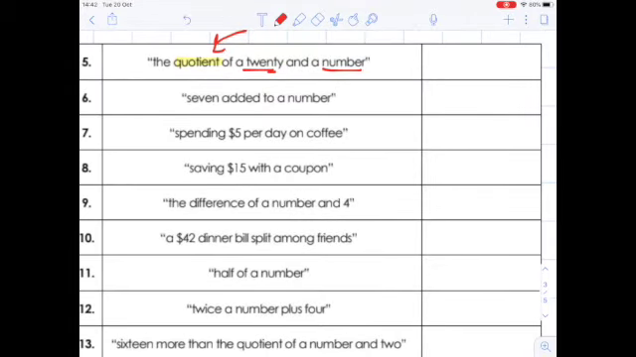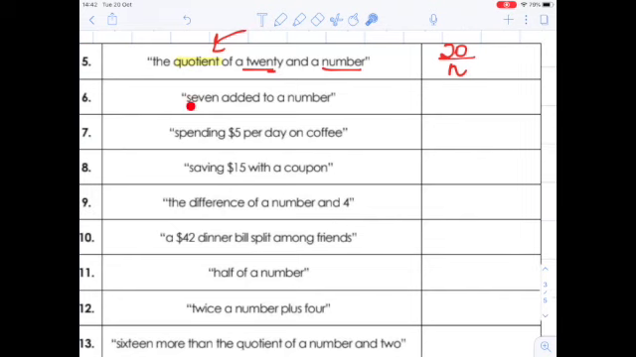Let's zoom in over here, makes it look better. 20 divided by a number. I don't know what a number is. When I don't know something in math, I name it a variable. So I could choose any letter to represent this number. I'm going to choose N just because N reminds me of number, all right? So 20 divided by N would be the quotient of 20 and a number.